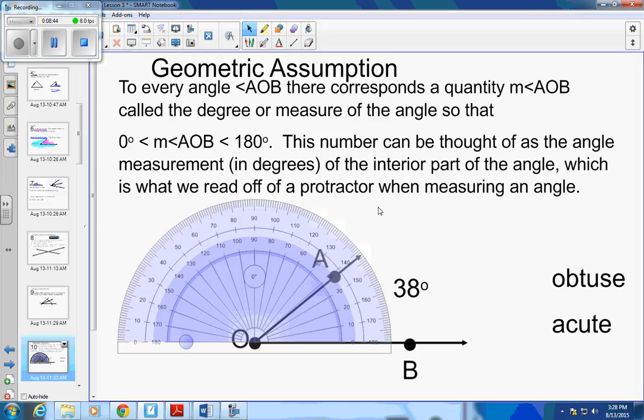Okay, so that number has to be between 0 and 180. We don't measure from A all the way out and around and back to B. We never talk about that. We always talk about this interior angle.